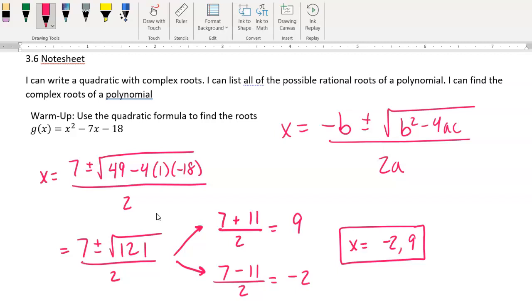Now the square root of 121 is 11. So we're going to have our two answers. One where we would take 7 plus 11 divided by 2, which would give you 9, because 18 divided by 2 is 9. And then the second solution would be 7 minus 11, which is -4, divided by 2, gives you -2. So our two solutions would be -2 and 9.